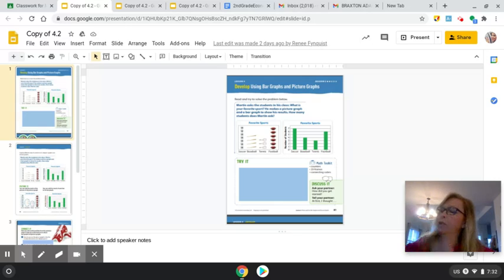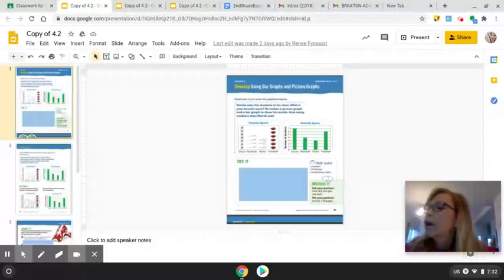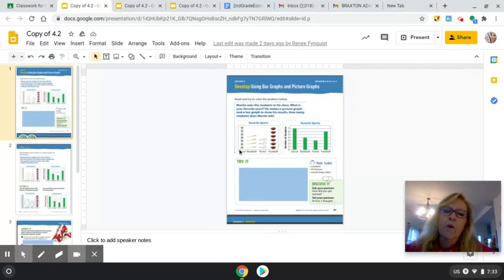So, the question asks you, Martin asked the students in his class, "What is your favorite sport?" He makes a picture graph and a bar graph to show the results. How many students does Martin ask? So this side is going to show you the pictures. This side is going to go to the bar graph. You're going to answer the question here, and you can actually type on the screen now, so you don't have to do it on paper or anything. So look at both of the graphs and decide how many students does he ask.